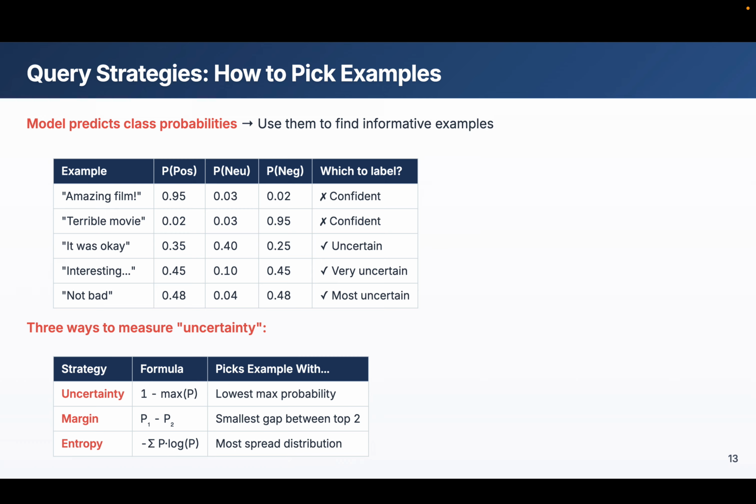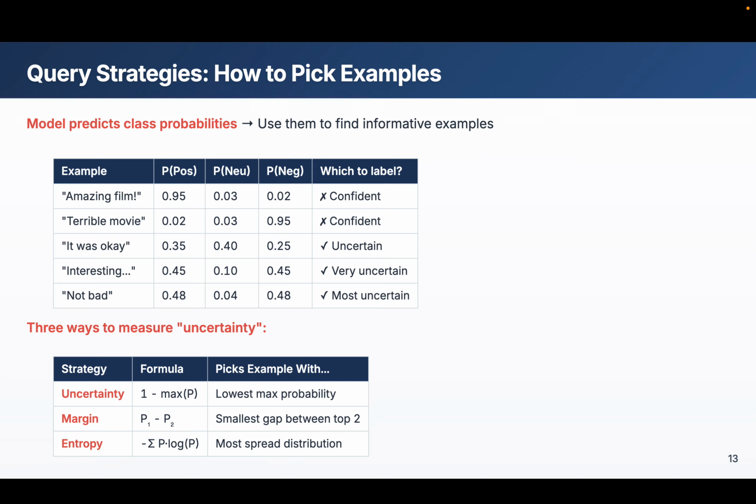The second method is looking at the margin. The margin means the difference between the most probable and the second most probable class. That tells you how confused the model is between its top 2 predictions. In the first example, 0.95 is the probability of the positive, P1, and P2 is 0.03. The difference is 0.92, very significant, so this is perhaps an easy example. Whereas in the last example, 0.48 and 0.48, you are almost equally likely to predict either of these 2 classes. You are very confused between them, so this is a good sample to label. In margin, if the gap between the 2 most probable classes is small, that is a good candidate.